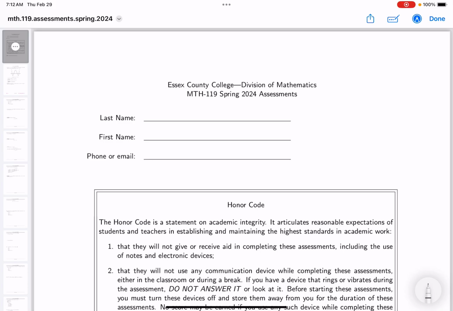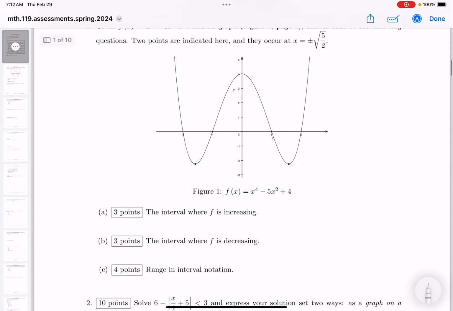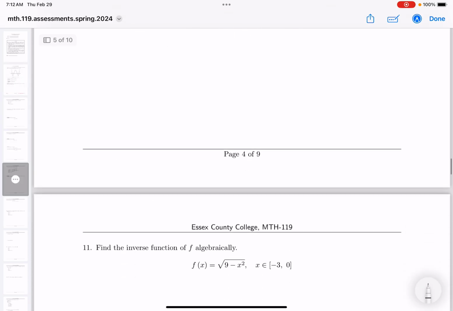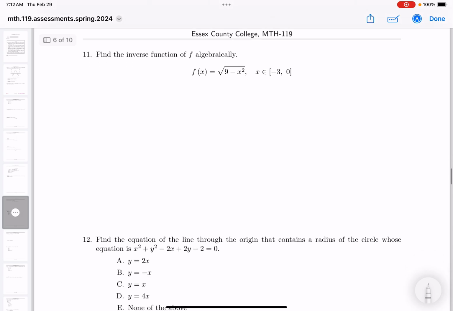Okay, the first exam was questions 1 through 10. We already did that part. Let me just scroll through that. And then the second exam, or we call the midterm, is 11 through 20. There'll be 5 multiple choice, and there'll be 5 open questions. So the first one is find the inverse of it, all right?